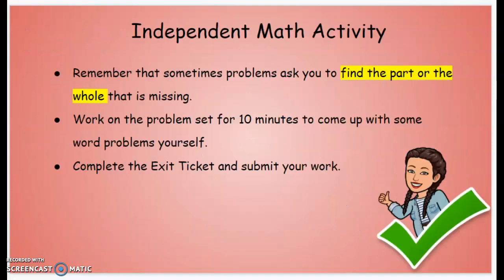Now it's your turn to come up with some stories using the equations found in your problem sets. Remember that sometimes problems ask you to find the missing part or the missing whole. So you're going to take at least 10 minutes. You don't have to spend too long on it. Work on the problem set and come up with some word problems yourself. Complete the exit ticket and submit your work.